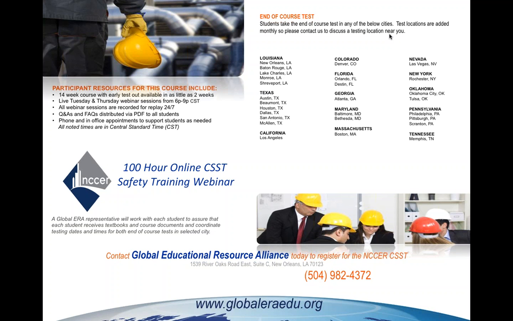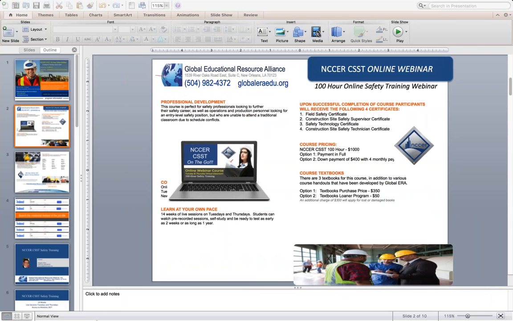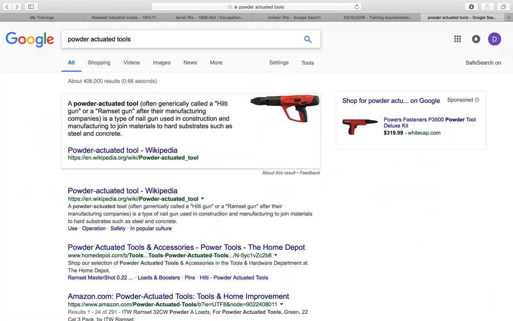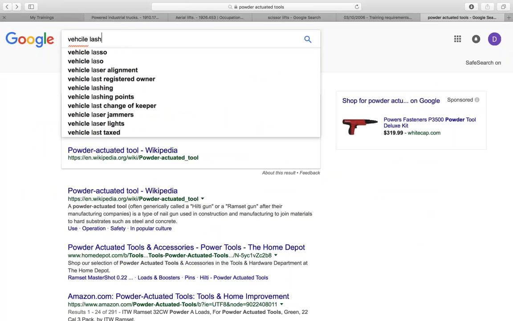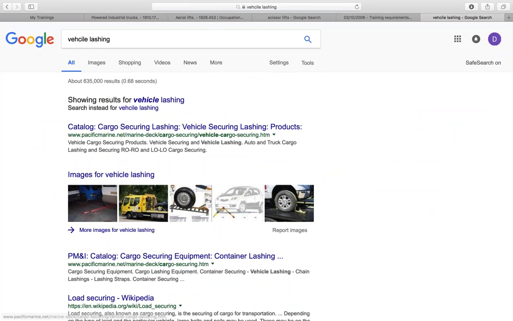In addition to that, it might be loading, lashing, or unloading equipment and materials. Loading or lashing, folks, anybody who's not familiar with what lashing is, basically it's ratchet strapping something down. So let me show you really quickly, okay? I've got a presentation. If I can't find it right away, let me just look up vehicle lashing, the easiest way.